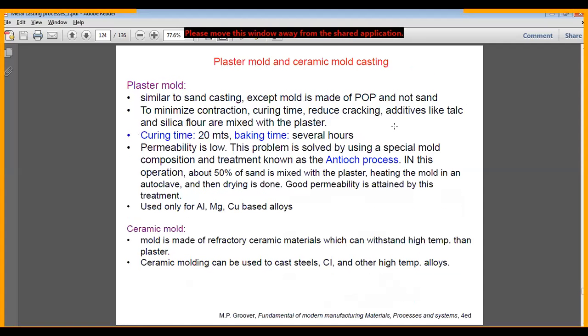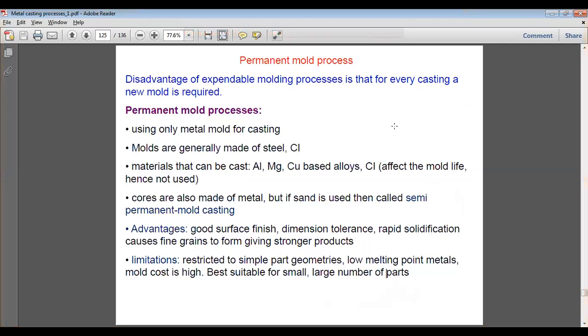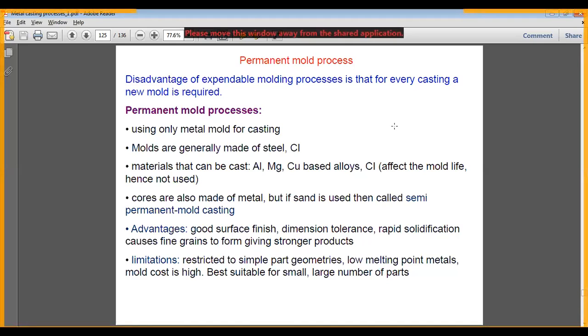So these are the different aspects we have discussed. Now we'll be discussing the permanent mold process. Permanent mold process, as we discussed earlier, the mold is a temporary device or temporary cavity that is used to produce the casting. So what we do, we normally break up the mold and take the casting out. Sometimes the molds are reused, so those are multiple use molds, and single use molds are normally broken.